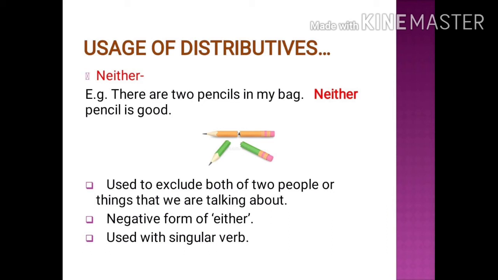See children, I say neither pencil. I am not saying neither pencils. Neither pencil is good and I am using the singular verb is. So children, whenever you use neither with a noun, it should be treated like singular. Not only neither, all the four distributives given here are used with singular verb.